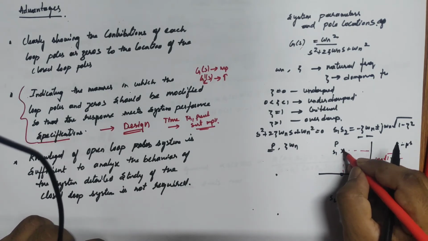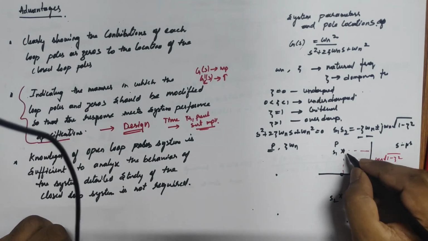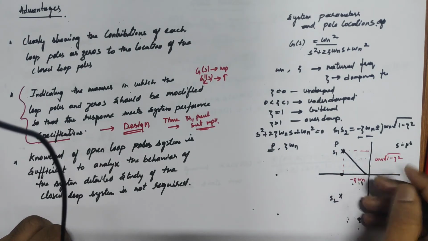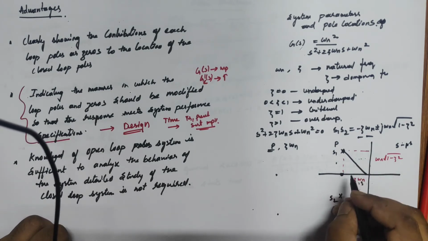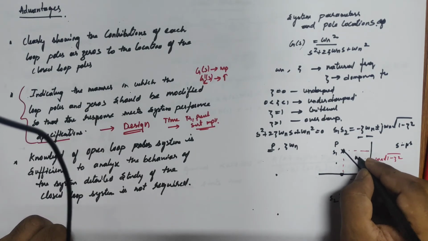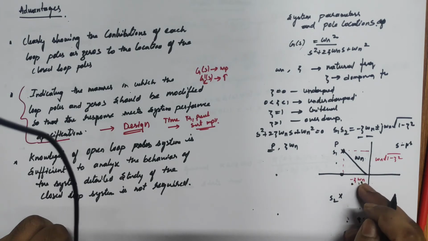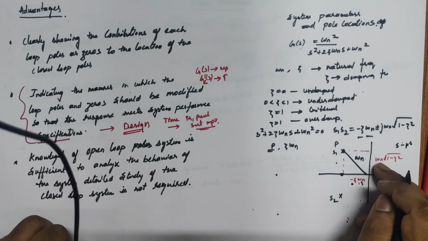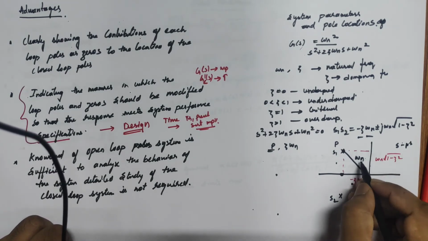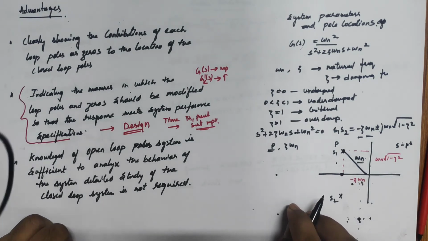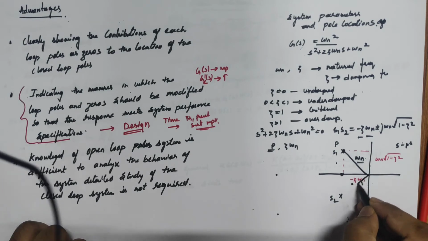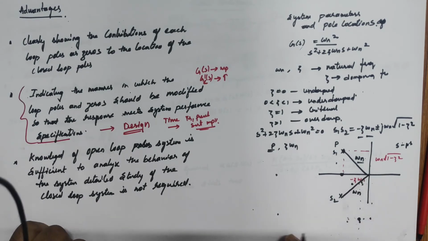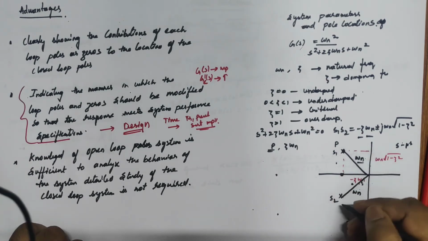Okay, so what is the distance of that point from the origin? This is opposite and this is adjacent. So by the hypotenuse, we have omega n. That means zeta square omega n square plus omega n square into 1 minus zeta square gives the value of omega n square. Okay, so this is my omega n value, and similarly this is also my omega n. So these are the two.